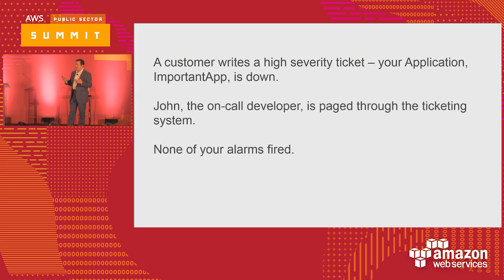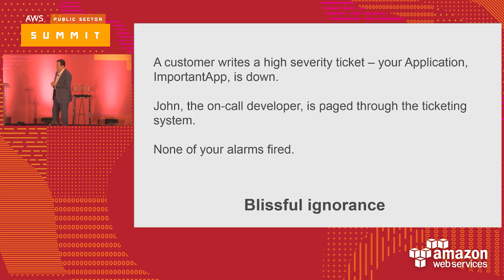So you've got an important app, and your application is down. The first red flag here is you don't know it's down because you got it from your monitoring. You know it's down because a customer has filed a ticket that your app is down. That's the first bad thing here. You've got the on-call developer, John. John gets paged through the ticketing system, and again, he only knows not because some alarm fired, but because of this ticket. This is the blissful ignorance stage of this incident. You don't know anything has happened, except your customers are unhappy.